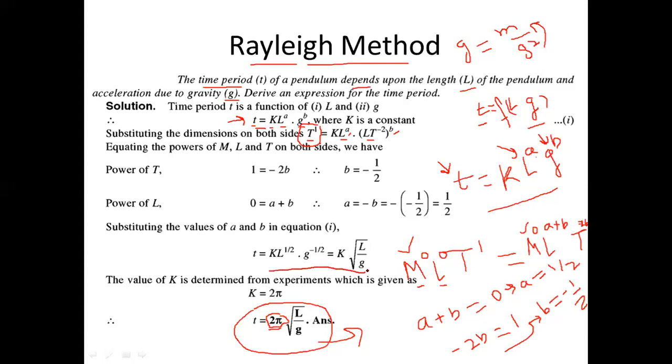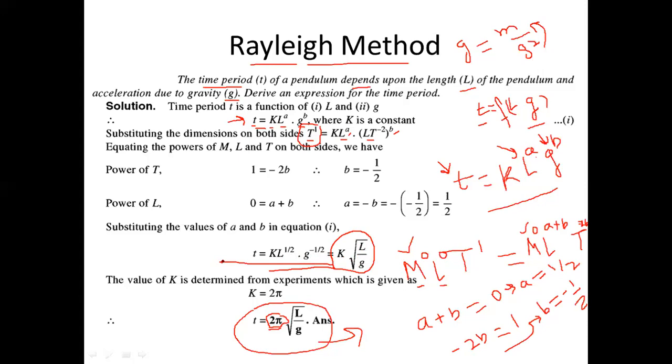Time period is K into under root L by G, because L to the power A is 1 by 2 and G to the power B was minus 1 by 2. So minus 1 by 2 comes to the denominator part. Fine. So this is the relation of time period. Time period is K into under root L by G. This is the relation you have got here.